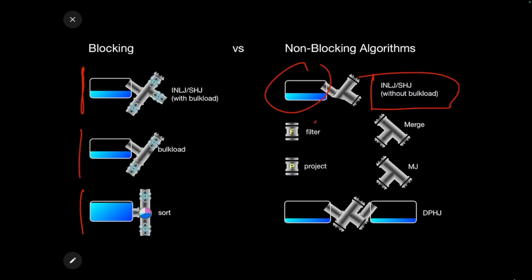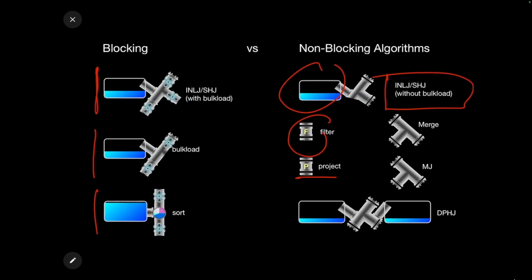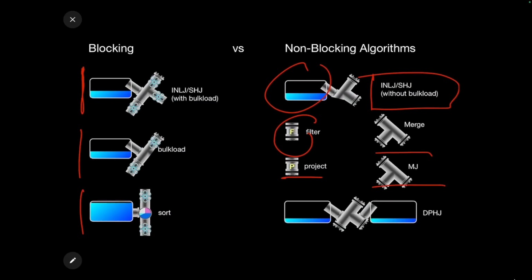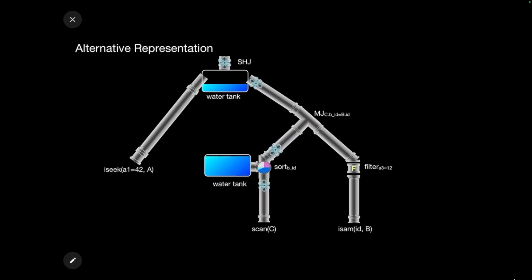Filters are not blocking, same for projection. Merge operations, merge joins, non-blocking. And there are actually algorithms that are fully non-blocking. This is called double pipeline hash join, but you don't see that so often these days anymore.